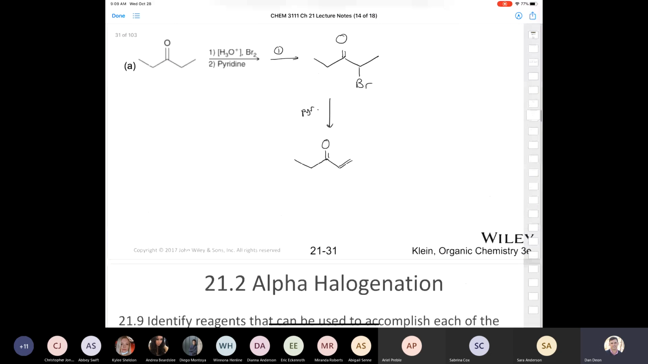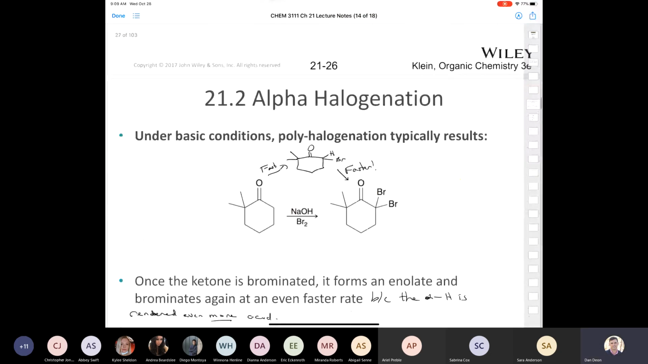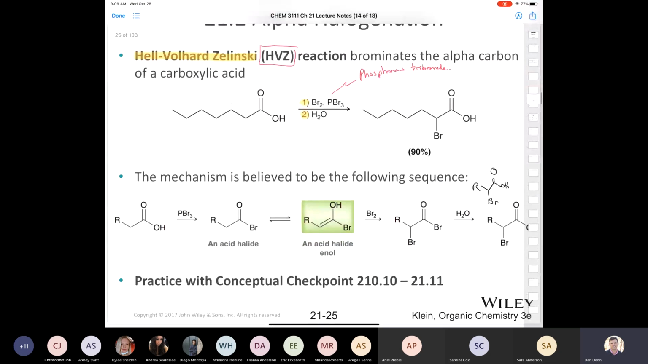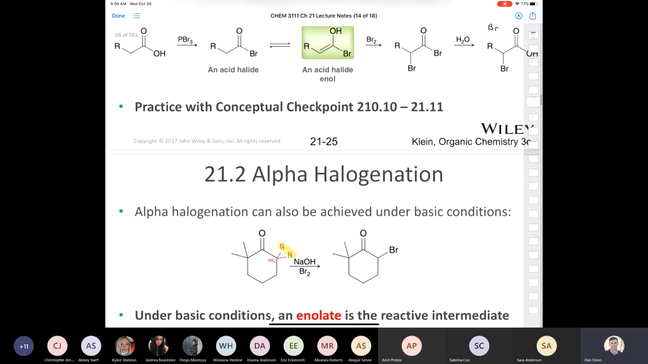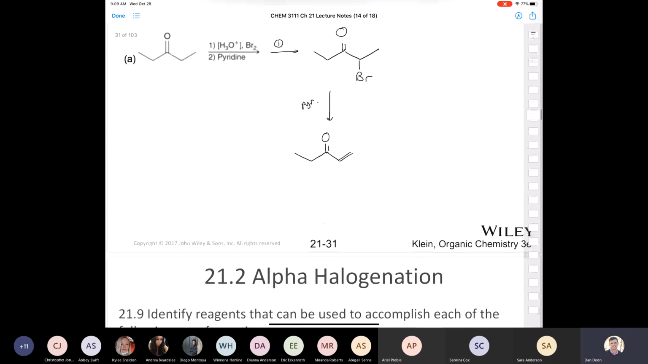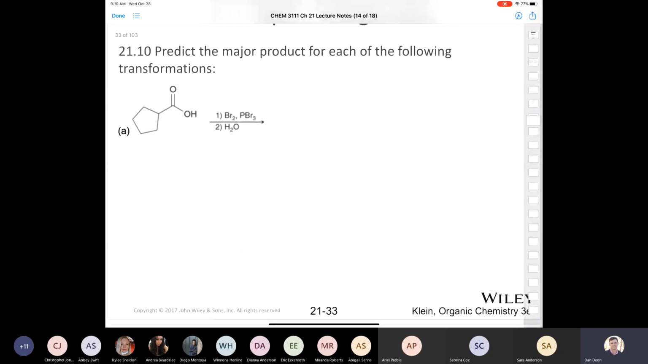If we back up in the slides, I just want to show you, right here. This is what's known as the HVZ reaction, or the Hell-Volhard-Zelinsky reaction. Let's go back. We're going to do an alpha halogenation on our carboxylic acid. So we're going to end up doing an alpha halogenation.